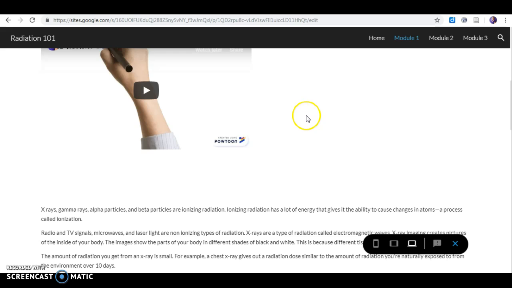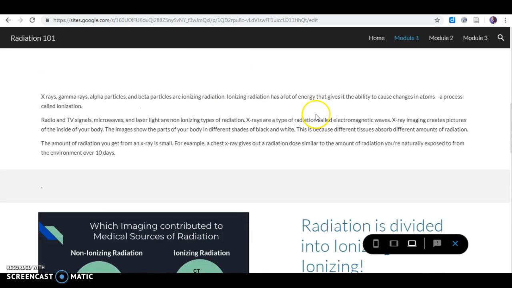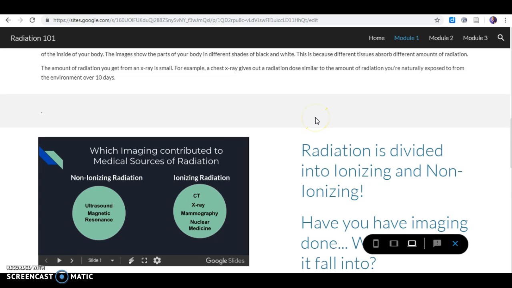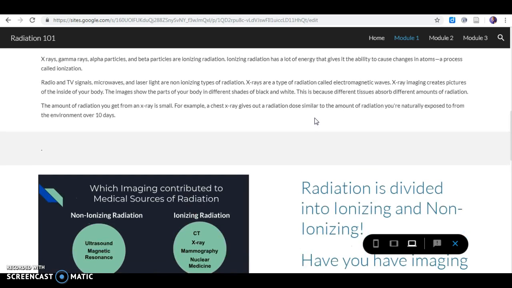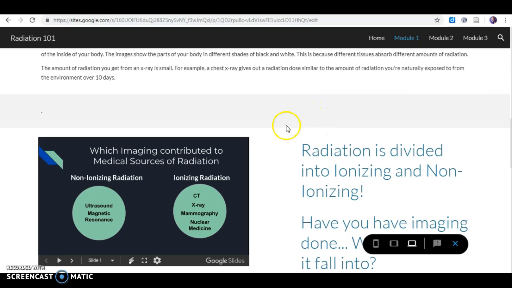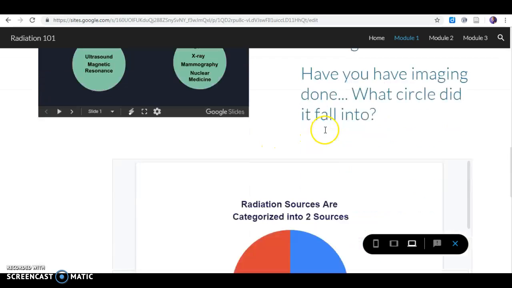It consists of cosmic and terrestrial radiation and radon, and man-made. Man-made takes up about 50% of our radiation allowance for the year. I then talk about the different sources of radiation and how when you hear about man-made radiation, CAT scan, X-ray, nuclear medicine and mammography, I want you to recognize that ultrasound and MRI is not ionizing radiation, so it doesn't contribute to that 6.3 millisievert dose.